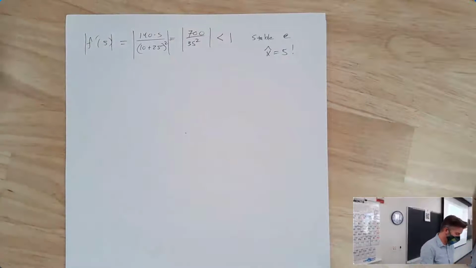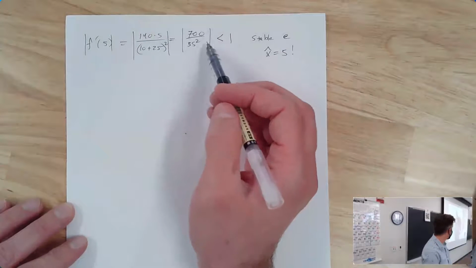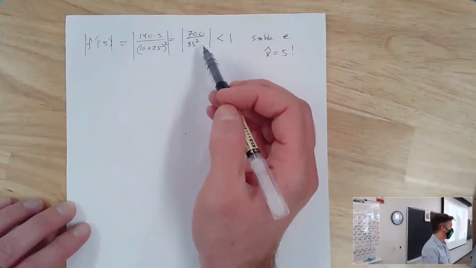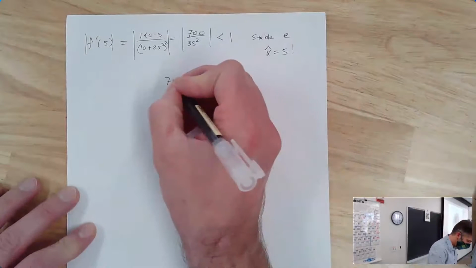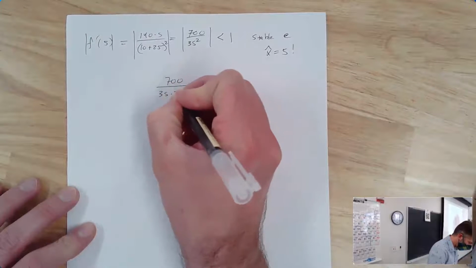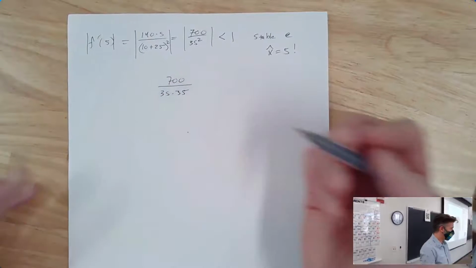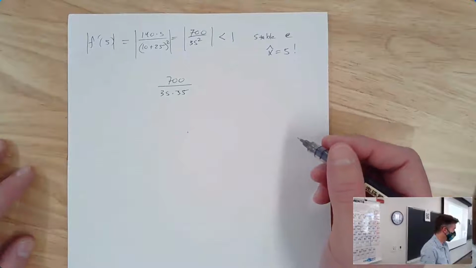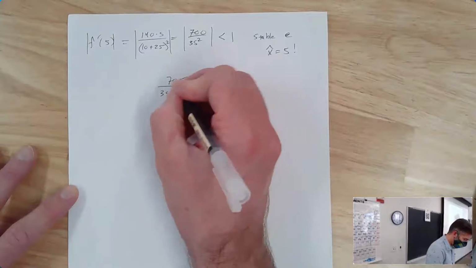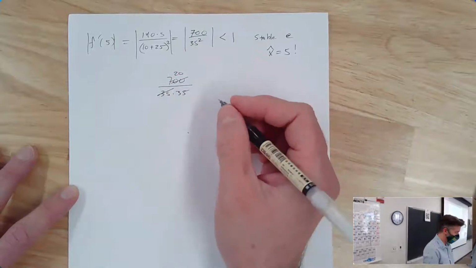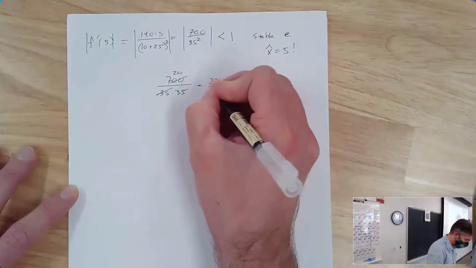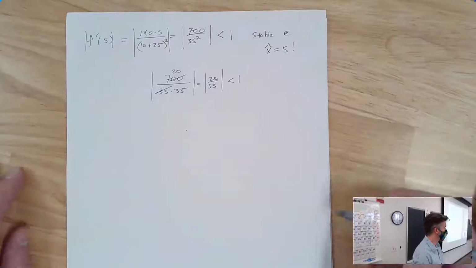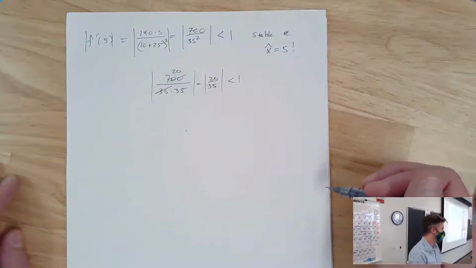I will point out, if you were trying to see what this value was without just knowing 35 squared is bigger than 1,000, there's a really easy simplification you could do here. 700 over 35 times 35. What's 700 divided by 35? What's 70 divided by 35? It's 2, so this is going to be 20. And then it's really obvious that 20 over 35 is definitely less than 1. That's another way you could have seen whether it was bigger or less than 1 without having to whip out a calculator.